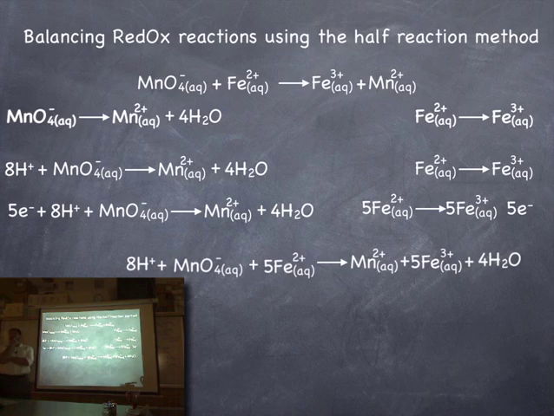So you could also be in a basic solution, in which case you do a slight change at the end. See all these hydrogens? We say, hey, I have 8 hydrogens. I'm going to add 8 hydroxides. And I add 8 hydroxides to each side, and the hydroxides become water, and then I'd need to do a little canceling with the water. But generally we work in an acidic solution, but you could work in a basic solution, and it's a real simple change. You do everything the exact same, and then you just get rid of the hydrogens by adding hydroxides at the end.